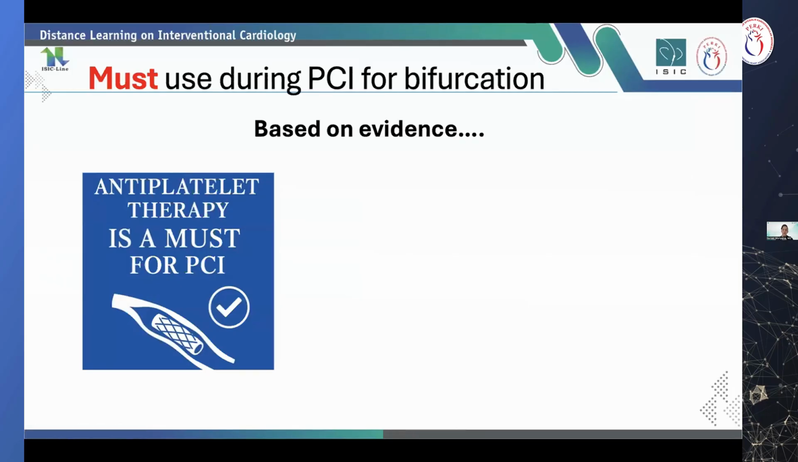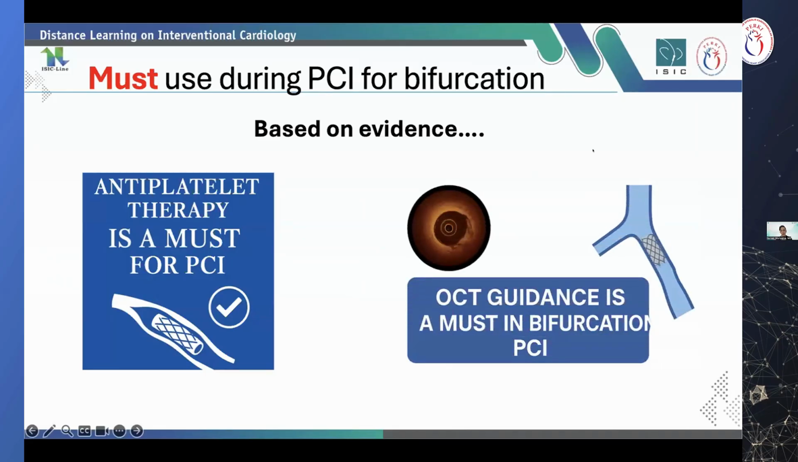So, as you see the data, in this field we must use dual antiplatelet therapy for all PCI. I think dual antiplatelet therapy is a must for PCI. And also based on this evidence, I think OCT guidance is also a must for bifurcation PCI.